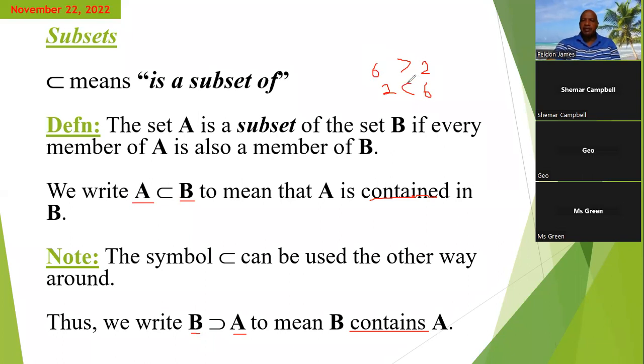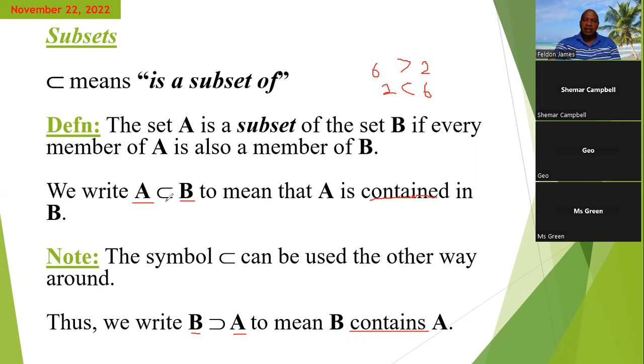So even if you flip it around, you'll realize that the pointed side will still be pointing to the side which is less than, and the open side, which is the wider side, is pointing to the number that is greater than. So whichever way you use it, the greater one will always be to the open side, and the less one will be to the pointed side.